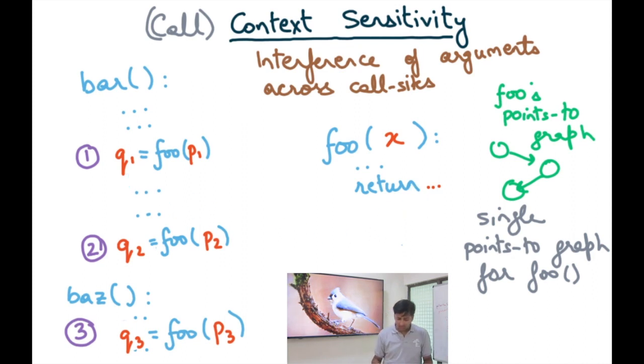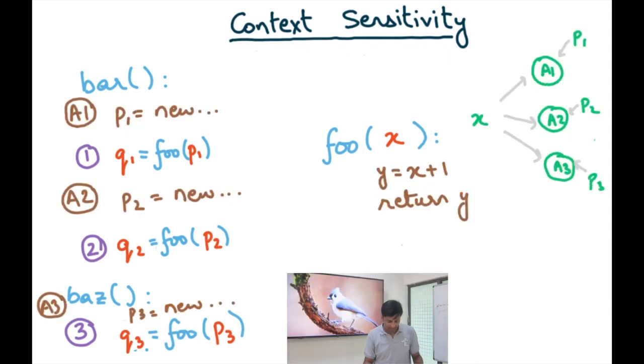The problem, however, is that because there is a single points-to graph for foo, there's interference of arguments across call sites. So for example, let's look at Q2. Because P1's value has been copied into X, it will start appearing like Q2 can also point to anything that P1 could have pointed to, if X was flowing into the return value. So let's see this with a more concrete example.